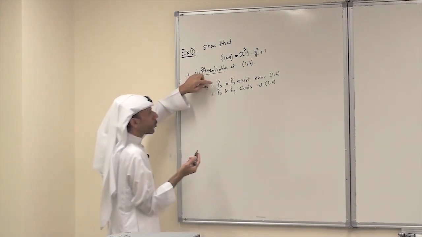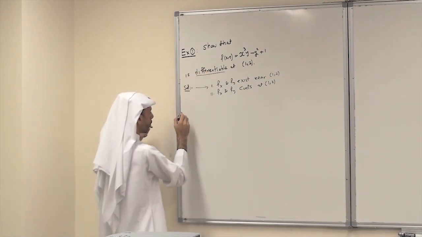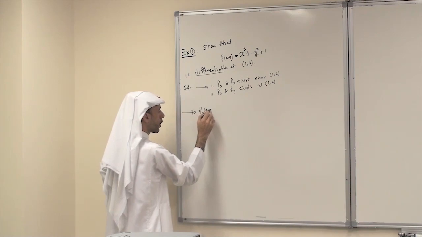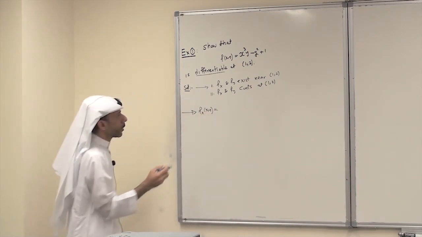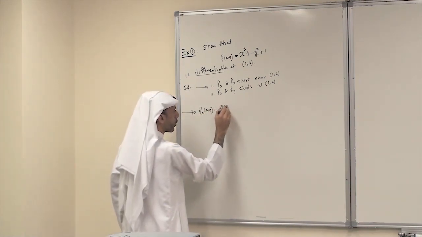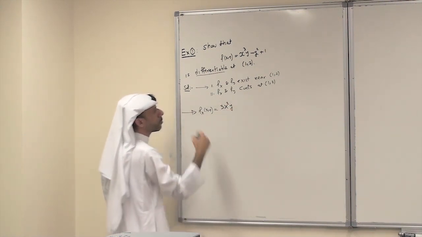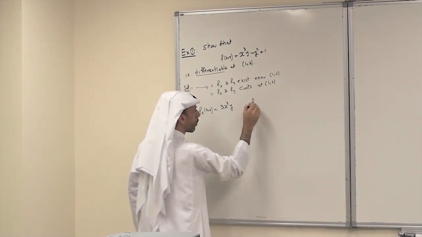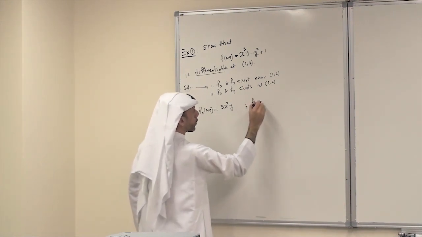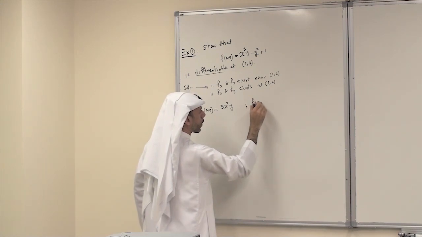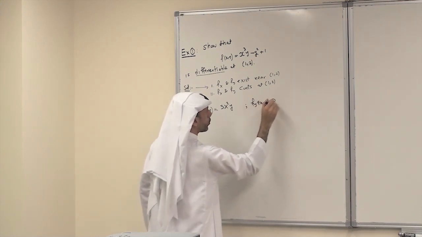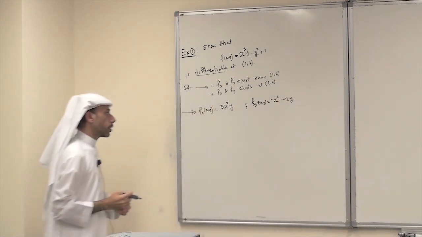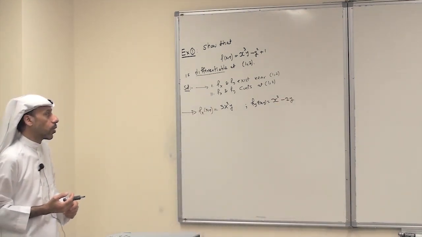And for that, we have to compute f sub x and f sub y. So what is f sub x here? Differentiating with respect to x, we get 3x squared y minus 0 plus 0, and f sub y equals x cubed minus 2y. So these are f sub x and f sub y.